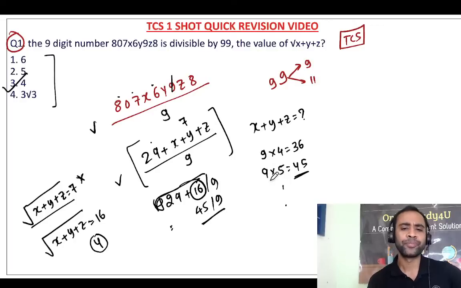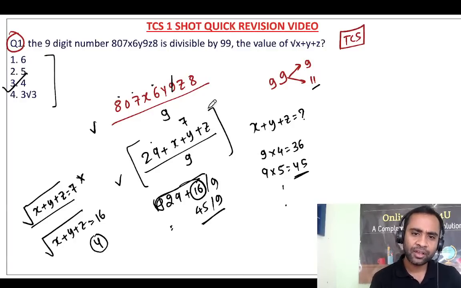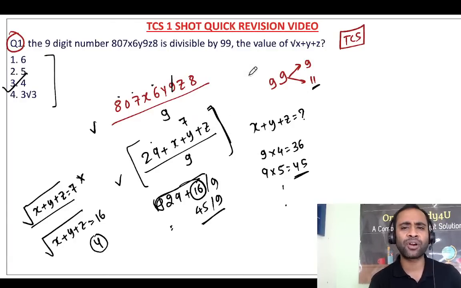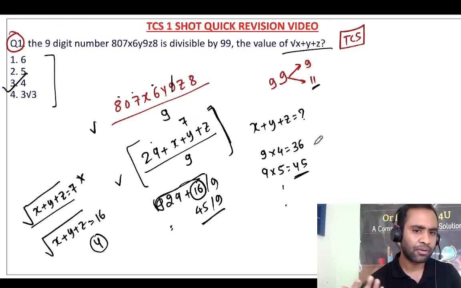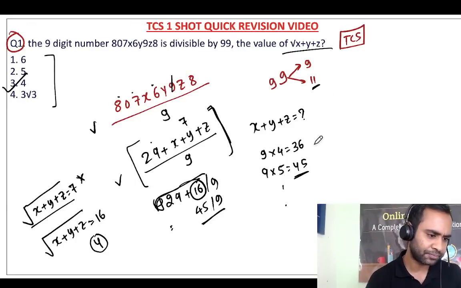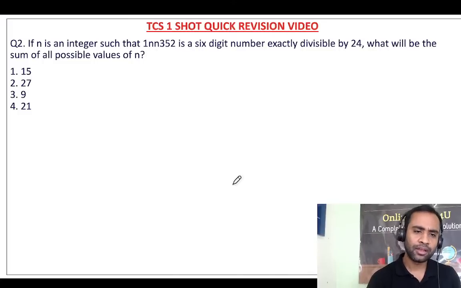Okay. And we could have checked for 11, but we did not check because with the help of the options we were able to find it out, right? Clear? Okay. Now next.